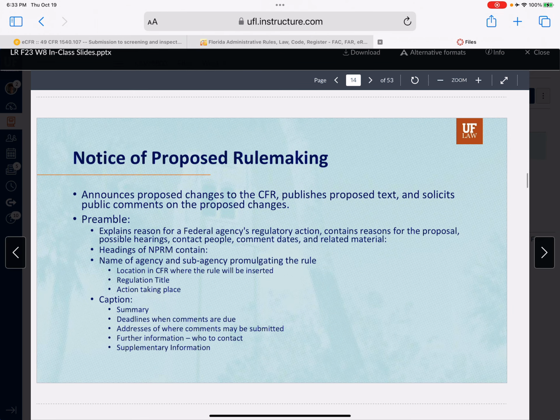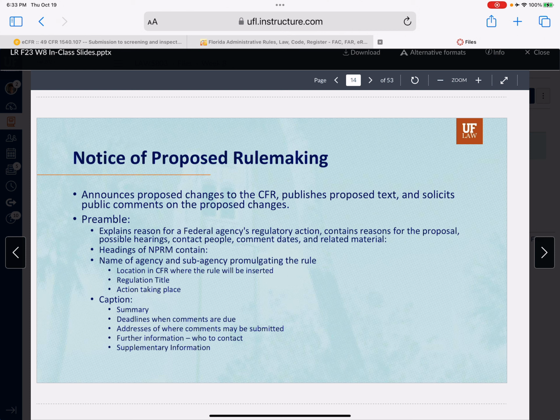What is a notice of proposed rulemaking? The agency is announcing it's either adding to or changing something, amending something that's already in the Code of Federal Regulations. And the proposed text is published, and this is where they solicit public comments about the changes.